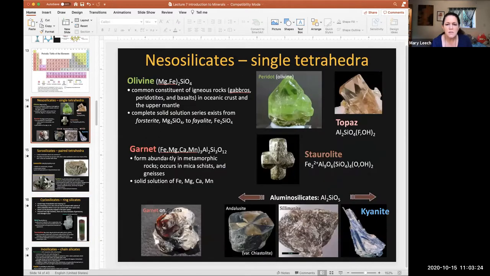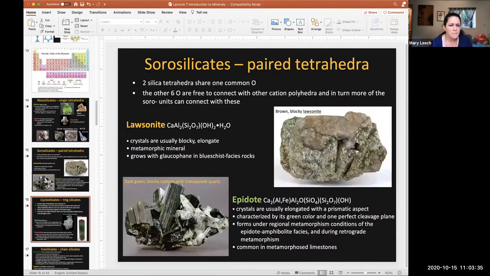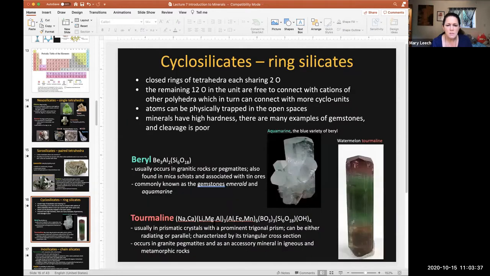The nesosilicates, a couple of them, topaz and staurolite, are hydrous, but most of them are not. You see no hydrous group there. Cyclosilicates: some of these are hydrous, like the tourmaline is hydrous. There's OH4. The beryl is not. It doesn't have the OH pair. So tourmaline is another example that could contribute structural water during metamorphism.